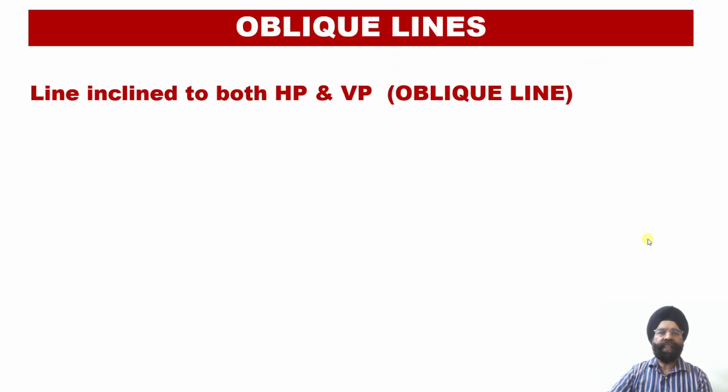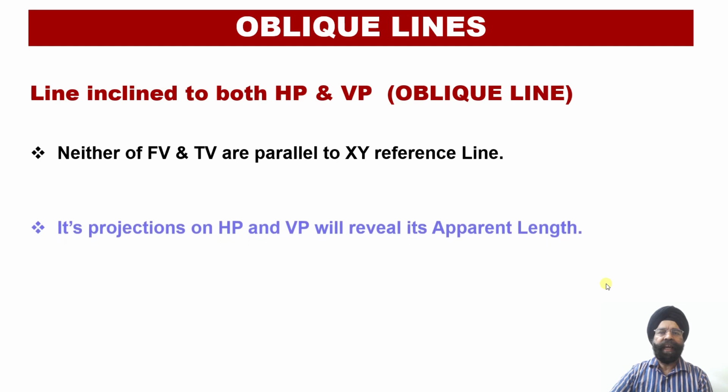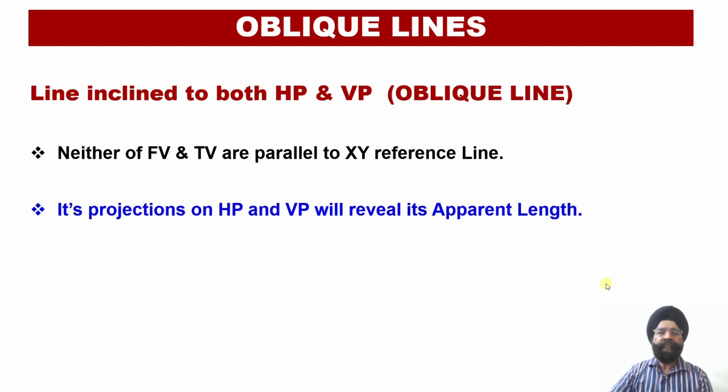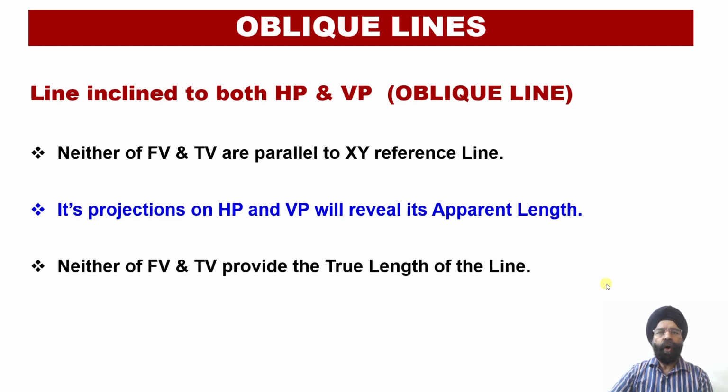An oblique line is the one which happens to be inclined to both the reference planes, that is the horizontal plane as well as the vertical plane. Since this line is inclined to both reference planes, neither the front view nor the top view will be parallel to the XY reference line. And we are not going to obtain the true length of the line in the front view or the top view projections. The projections available on the horizontal plane and the vertical plane will reveal the apparent length projections of the given oblique line.